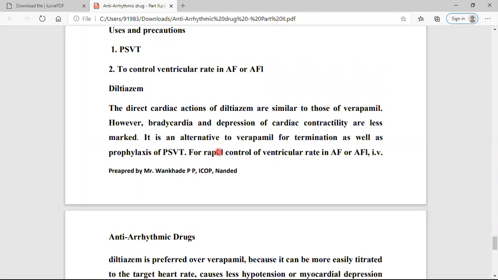Now the next drug is diltiazem, which is similar to verapamil. However, bradycardia and depression of cardiac contractility are less as compared to verapamil. It is an alternative to verapamil for termination as well as prophylaxis of PSVT.